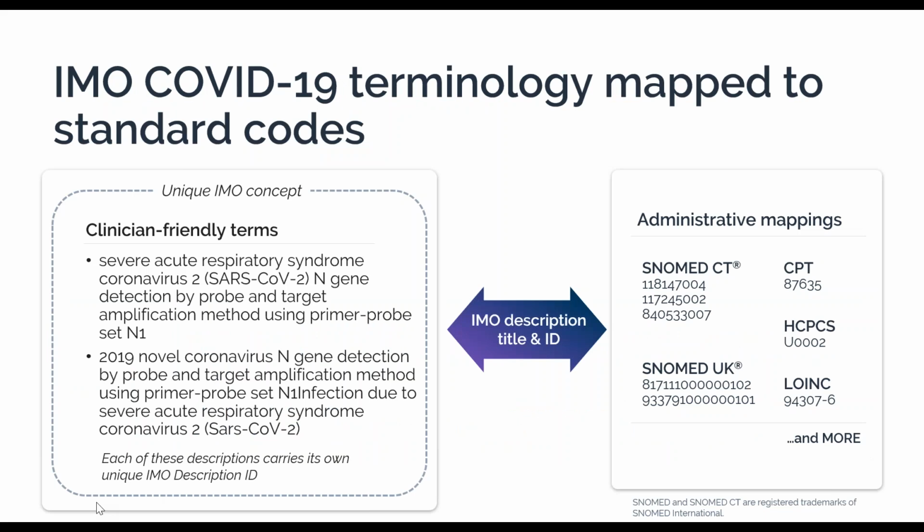Here you can see how clinically friendly procedure terminology aligns to the various mappings. And again, you'll see the SNOMED, CPT, HCPCS, and LOINC codes for the clinically friendly term. And as these systems evolve, IMO will update the maps accordingly to ensure the dictionaries are future-proofed.